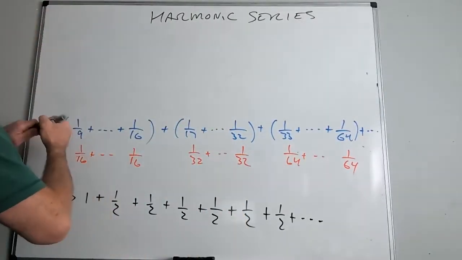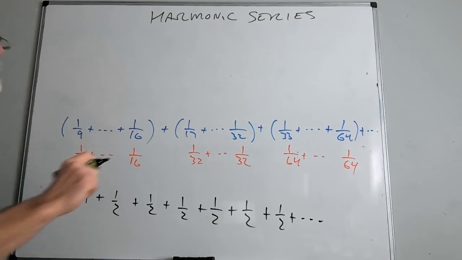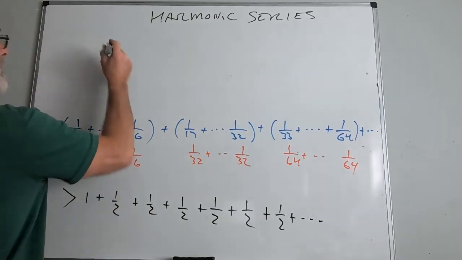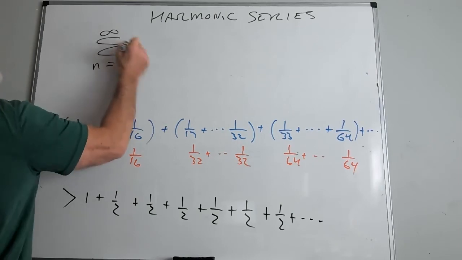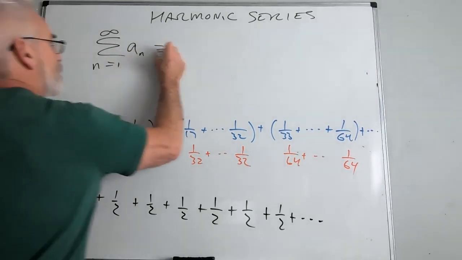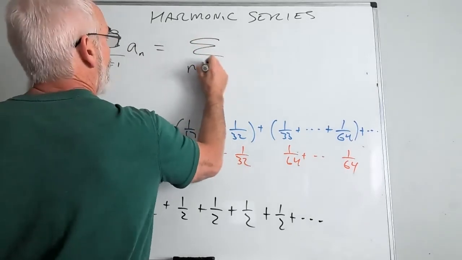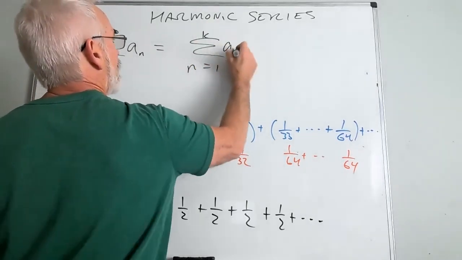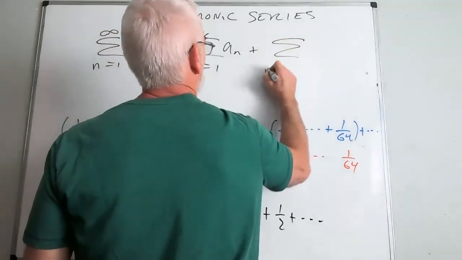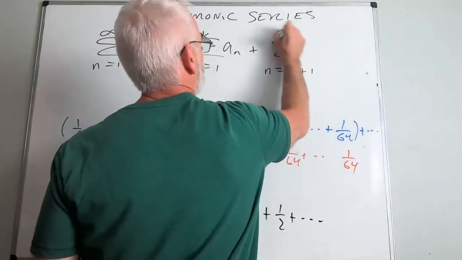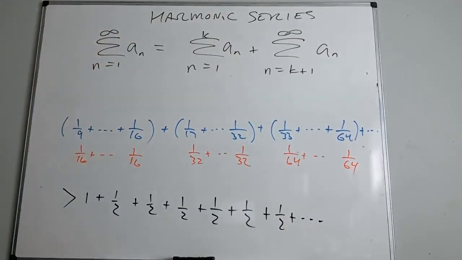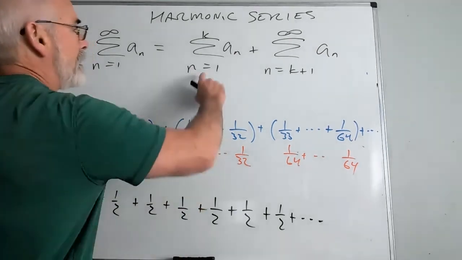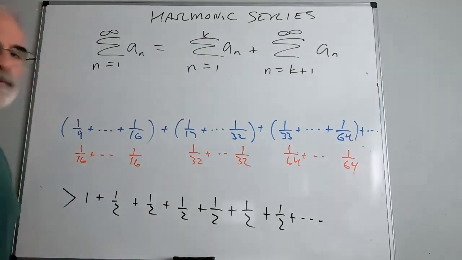So what if I did the following? Just as a general statement, I think I did something like this before. I want the sum from n equals 1 to infinity of a_n. Question: is that the same as saying the sum from n equals 1 to k of a_n plus the sum from n equals k plus 1 to infinity of a_n? Stare at that for a moment. Are these equal? k is some finite number. Are these equal? This is the sum of the first k terms.